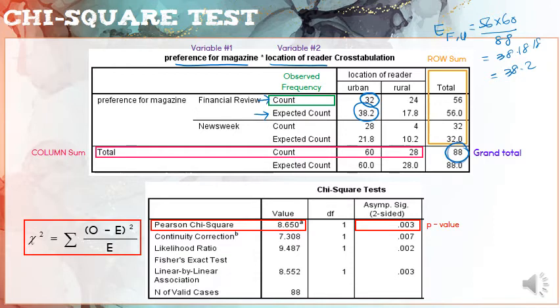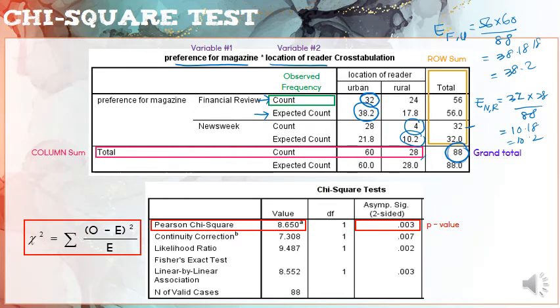And the same goes for the other cells too. If we take this one as an example, Newsweek rural, the frequency is 4, the expected frequency is 10.2. So 4 is what you observe, but 10.2 is the expected frequency for Newsweek rural. The expected frequency for Newsweek rural is the row total, which is 32, multiplied by the column total 28, divided by 88. So 32 multiplied by 28 divided by 88, you get 10.18. So it is rounded to 10.2.